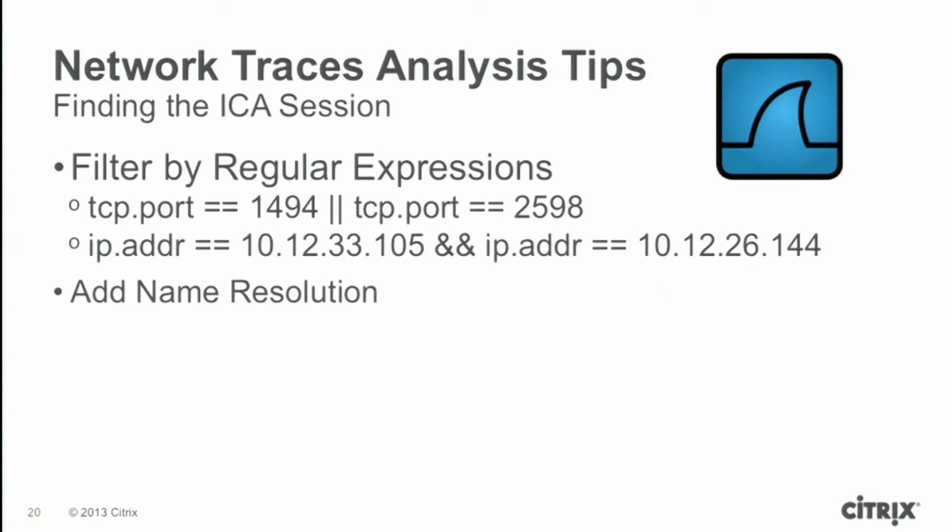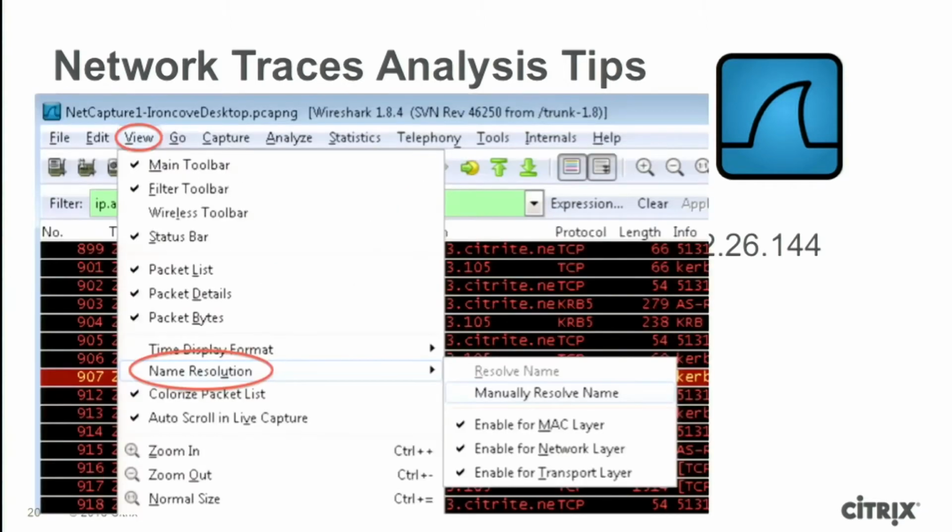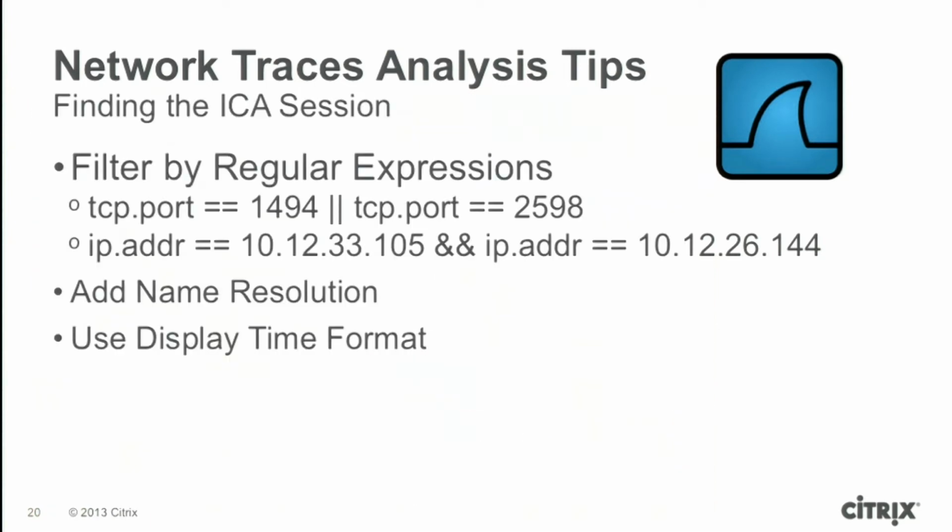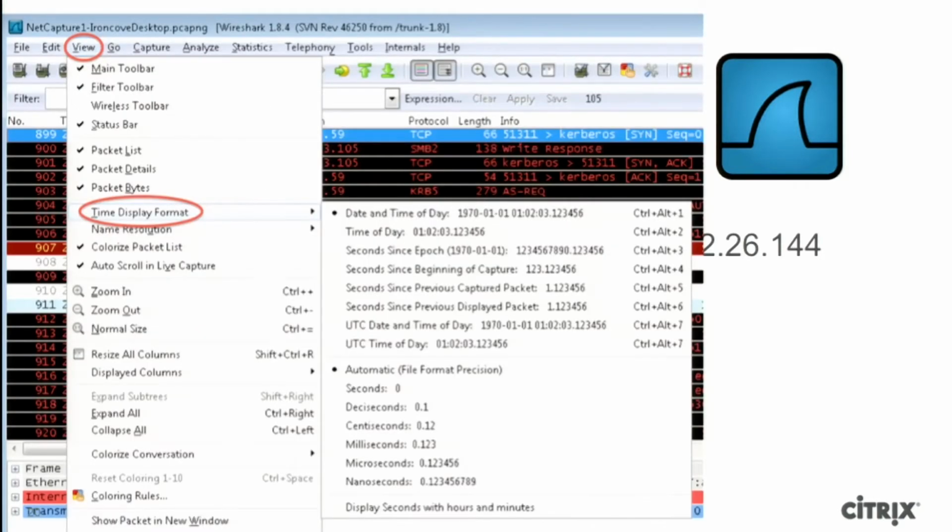A nice feature with Wireshark for readability is to add a common name to the IP addresses, or allow automatic name resolution if you're on the internal network. For timing or performance issues, it helps to set a time format to something that's more readable.